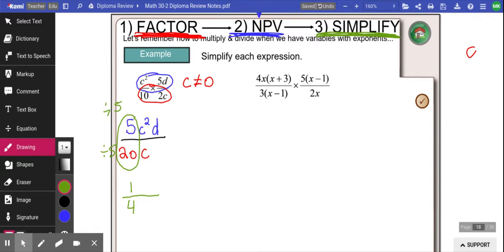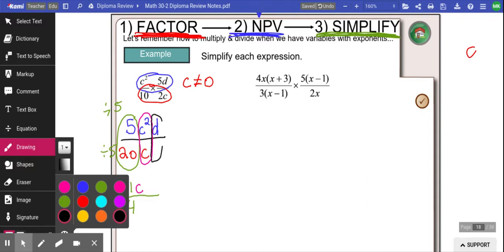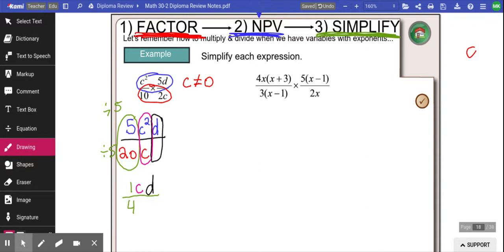The next thing you would look at is your c values. So we have a c squared on the top, a c on the bottom. The top has more, so the top will end up with a c. There was 2 on the top, 1 on the bottom, so 1 canceled out from top and bottom, leaving me with 1 on the top. And for d values, there is no d on the bottom, so it would just be 1d on the top. Your answer would be 1cd divided by 4. Realistically, we wouldn't write the 1, so we would probably go cd divided by 4.